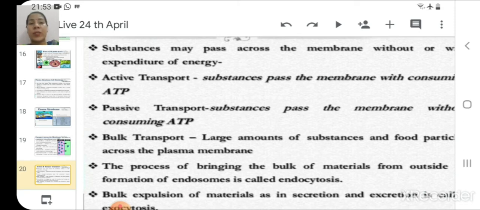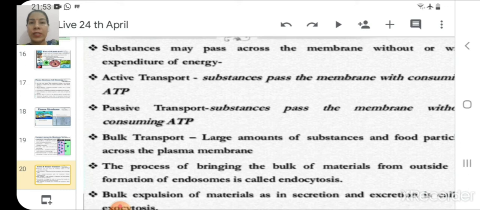There is another type of transport also, bulk transport, when large amounts of substances or food particles are passed across the plasma membrane. The process of bringing the bulk of material from outside to inside or from inside to outside, all these are bulk transport. When something is coming from outside to inside, that movement will be called endocytosis. And when some material which is produced as waste inside the body has to be thrown outside the body, that takes place by the process of exocytosis.